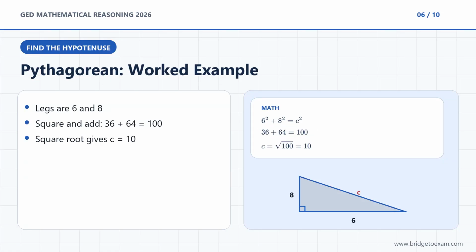Let's find the hypotenuse of a right triangle with legs 6 and 8. Square them. 6 squared is 36, and 8 squared is 64. Add to get 100. Then take the square root of 100, which is 10. So the hypotenuse is 10.